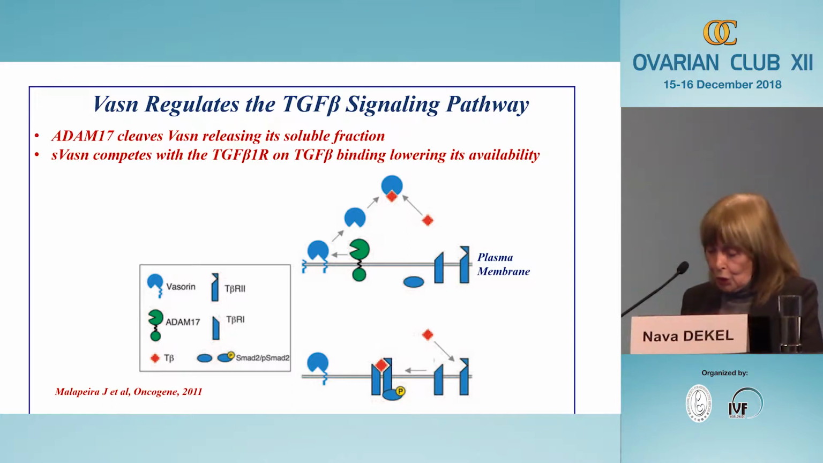Vasorin, as I mentioned, is a transmembrane molecule. It is being cleaved by a metalloproteinase, ADAM17, and then the soluble Vasorin binds the TGF-beta, competing with the TGF-beta receptor for binding of TGF-beta, thus lowering the availability of TGF-beta. In fact, Vasorin acts as a negative regulator of TGF-beta.